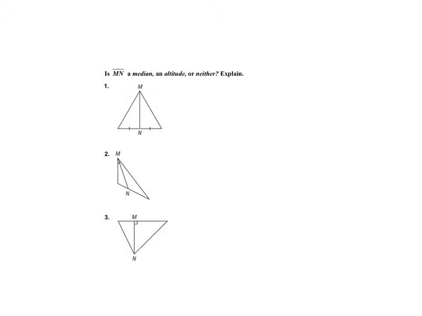So first of all, let's start by seeing that it begins on a vertex, and N is the midpoint of this side, right? How do we know? Because we know that this bit right here is congruent to that one. So that means that MN is a median, right? On this one, I know that it starts at the vertex, but I don't know what's happening over here, and I know that it's not perpendicular because it's not telling me. So this one is neither.